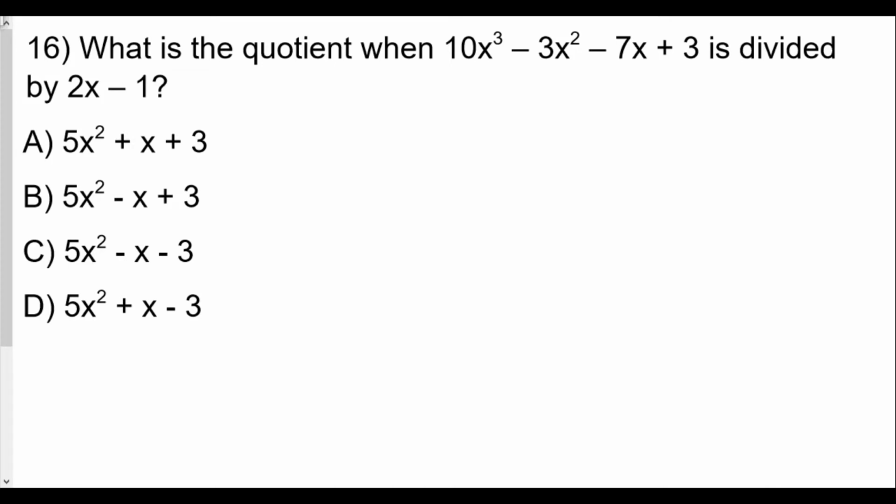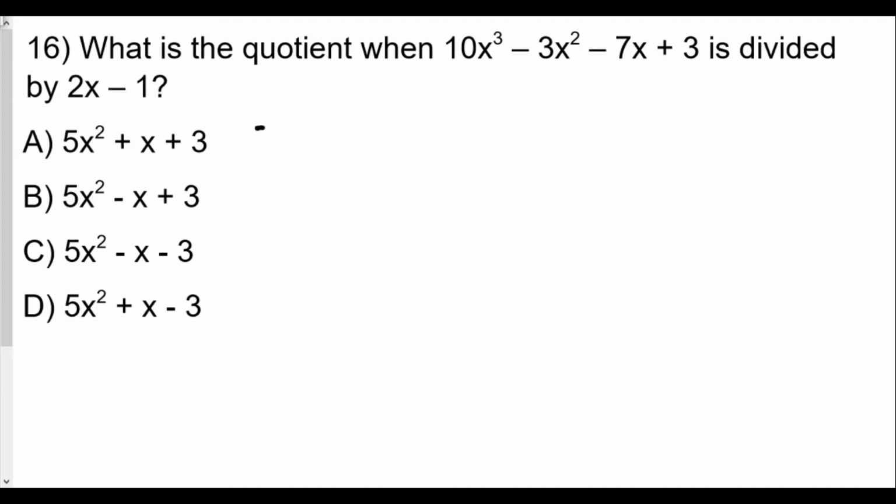We are now up to question 16. What is the quotient when 10x cubed minus 3x squared minus 7x plus 3 is divided by 2x minus 1? Well, we can try factoring, but I don't think this really factors out well with factor by grouping. So we're going to go back with our long division.